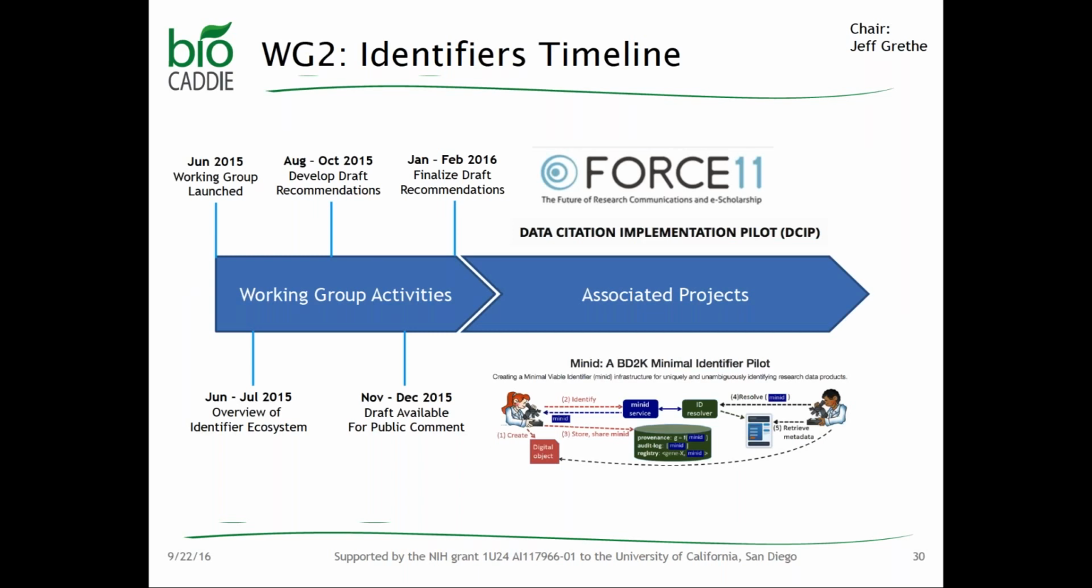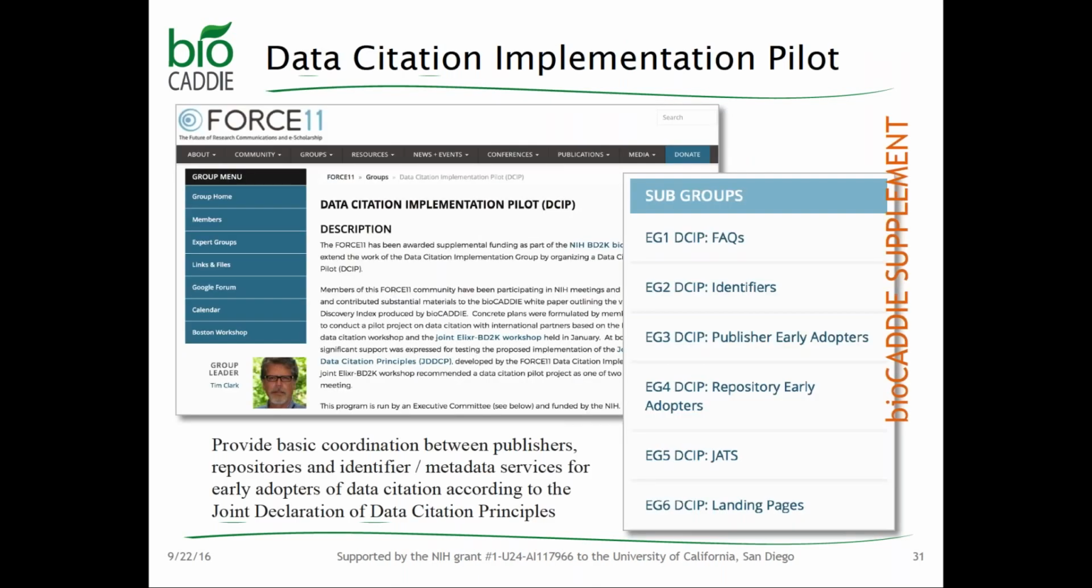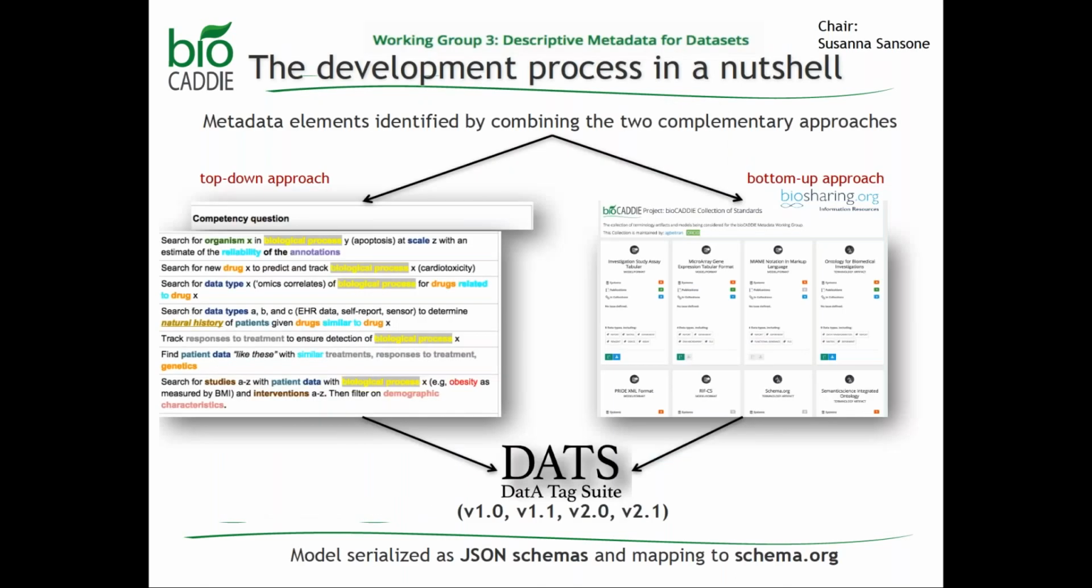The identifier working group was led by Jeff Grethe, and there was a minimal identifier pilot in collaboration with other BD2K centers that is also ongoing, as well as a data citation implementation pilot with the Force11 organization. Led by Tim Clark, this data citation implementation project was a supplement to Biocaddy and allowed even more members of the community to contribute to our efforts.